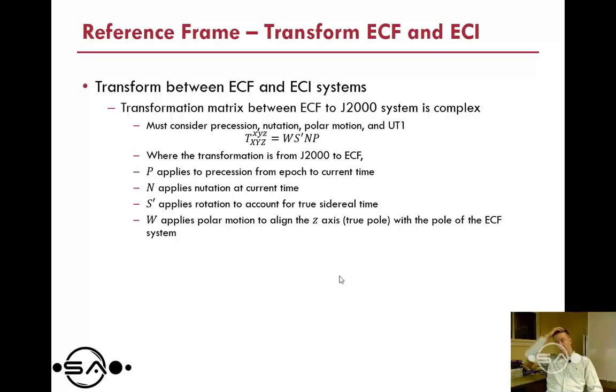And so when we're doing that transformation, as you see, the transformation matrix shown there is from J2000 to the Earth-centered fixed, where P is our precession, N is our nutation, S prime applies the rotation in order to account for the true sidereal time, and finally W applies the polar motion in order to align the true pole, or the z-axis, with the pole of the ECF system, because that angular velocity vector is moving, right?